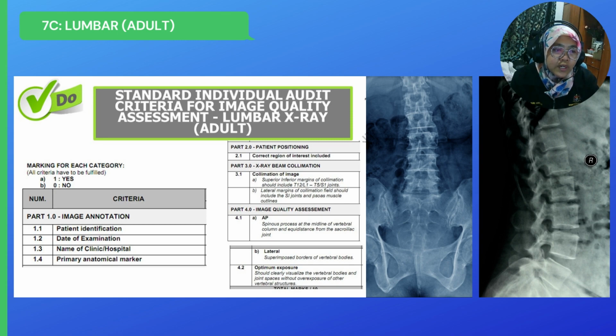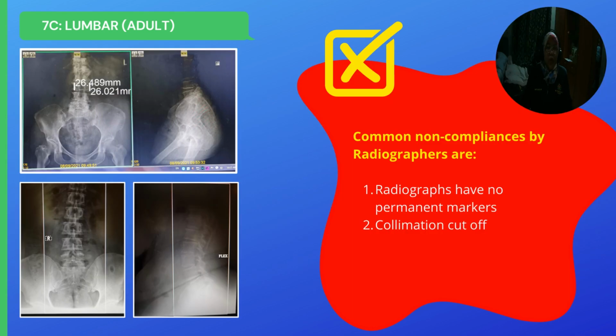Optimum exposure should clearly visualize the vertebral body and joint space without overexposure of other vertebral structures. So these are the criteria that need to be fulfilled to pass the audit of lumbar for adult. So what is the most common non-compliance for lumbar audit? There is radiograph found with no permanent markers. And secondly, collimation cut off.